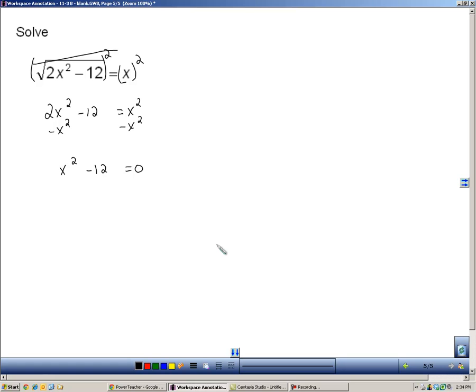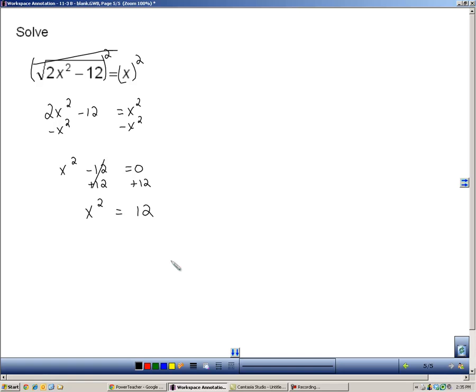Well, now we get to something interesting. This is not a difference of squares, because 12 is not a perfect square. So we cannot factor this using the methods that we used for factoring. But if you also remember, instead of using the zero product property, we did something called the square root property back in chapter 9. So I'm going to add 12 to both sides and get x squared equals 12.